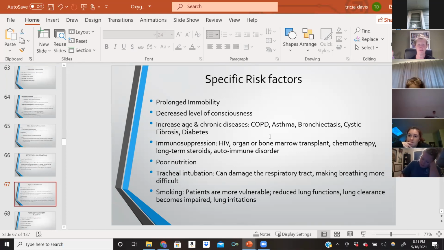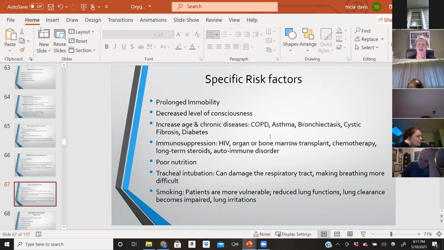Then we have immunosuppression, so patients that have HIV, patients who are organ or bone marrow transplants, they take that anti-rejection medicine, so they always have a compromised immune system. Cancer patients that have chemotherapy, our asthma patients, our COPD patients that are on those long-term steroids, they're at risk for infections. And then patients that have autoimmune disorders, poor nutrition.